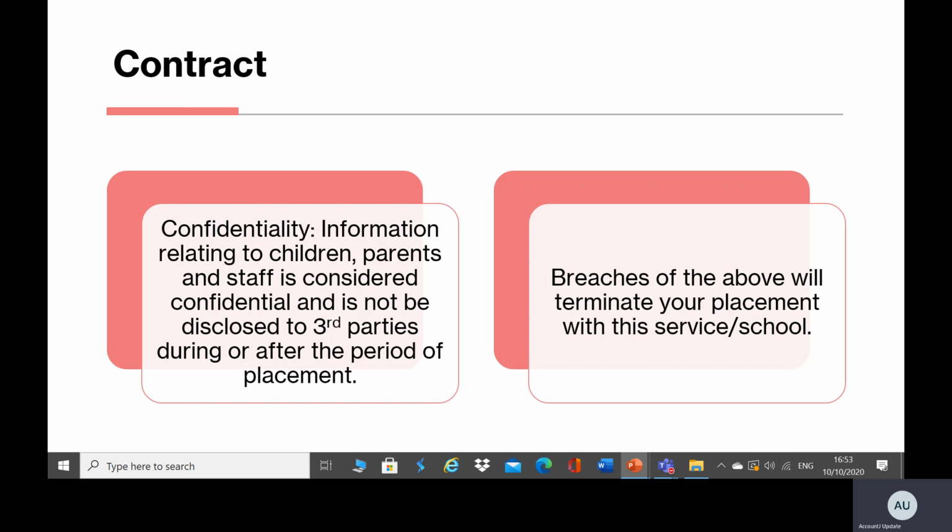Now that's very important, and it isn't just placement. When you leave a setting and you go work somewhere else, you still do not talk about what went on there, because you signed a confidentiality agreement. You never take out information about the children, the parents or staff. Don't discuss it anywhere else or take it with you when you leave to another setting. You don't talk about it in the pub, or anywhere. So the minute you go out the door, you forget about anything that happened with children, parents and staff.